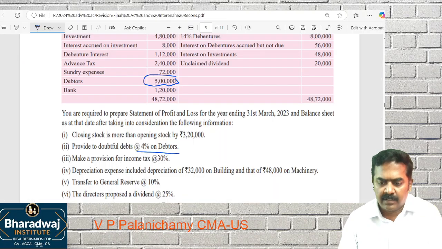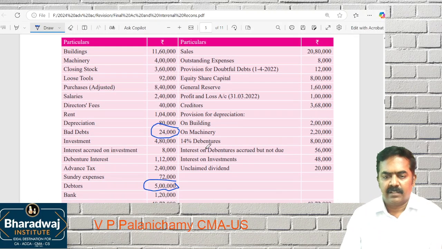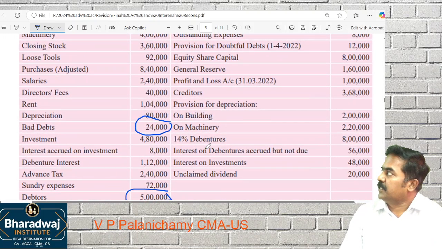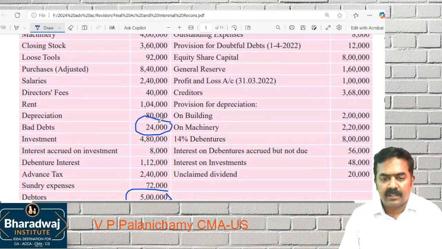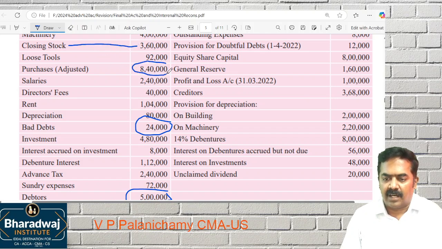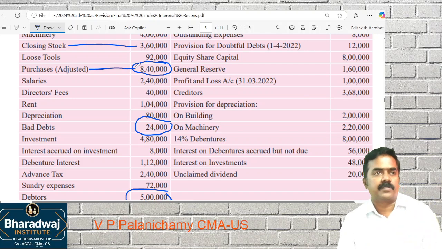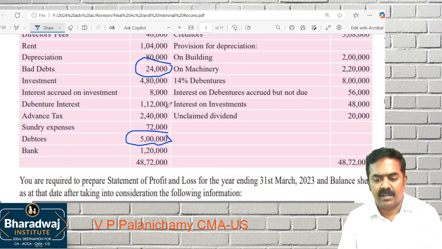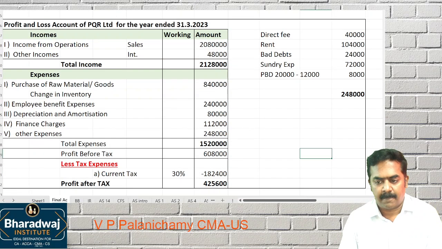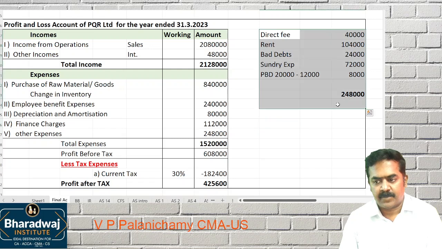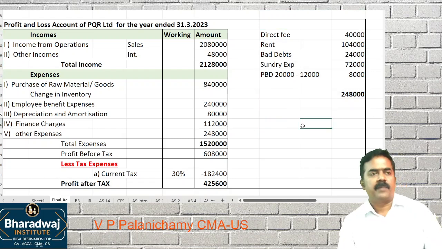This question, change in inventory. Are we given opening stock and closing stock separately? In the balance sheet, we are given which one? Closing stock. It is given purchase adjusted, which means it is already adjusted for change in inventory. So they have already incorporated the adjustment for what? Change in inventory. Try preparing the balance sheet.